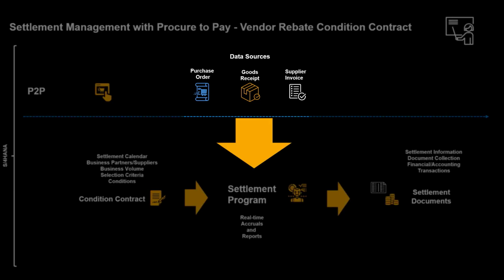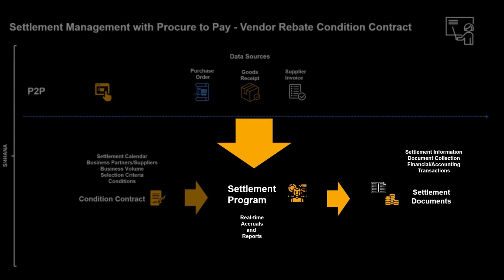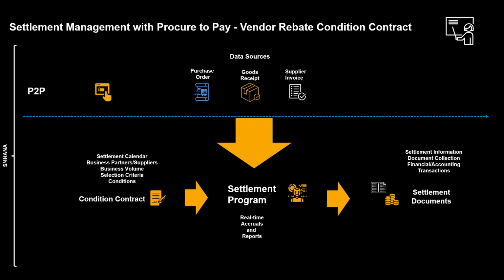In a procure-to-pay scenario, business documents such as purchase orders, goods receipts, and supplier invoices represent the data source needed to create accruals and settlements. The required documents are defined in each condition contract. Based on the settlement calendar in the condition contract, settlement runs generate settlement documents. They form the basis for financial postings in the general ledger and accounts receivables.